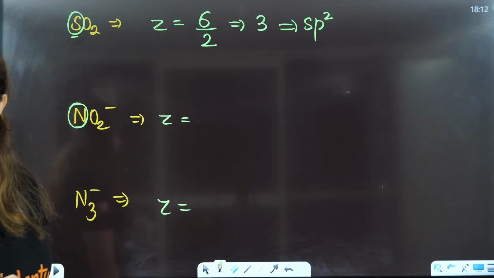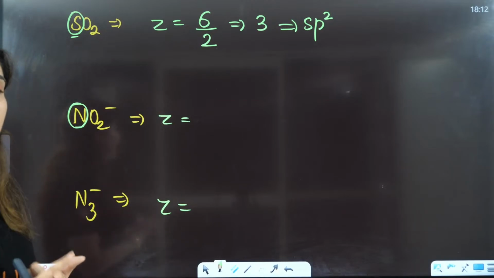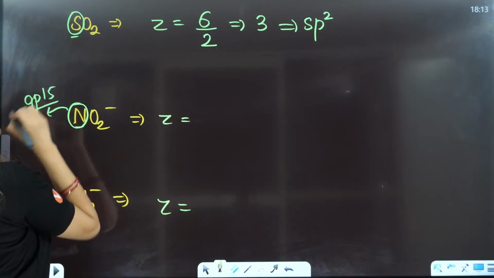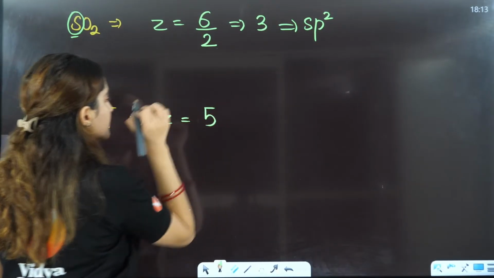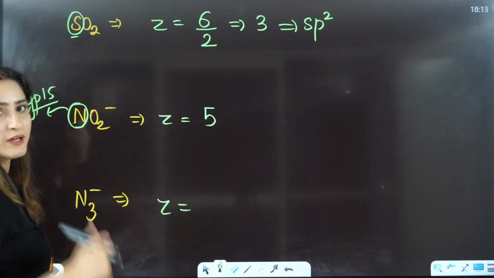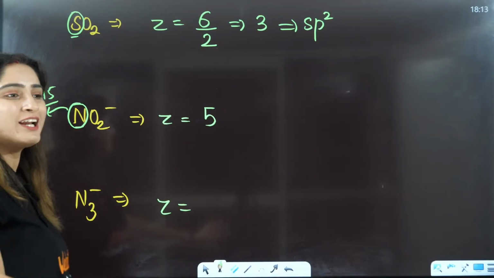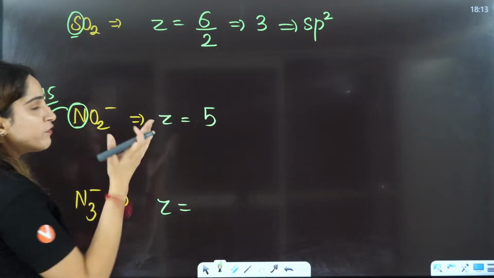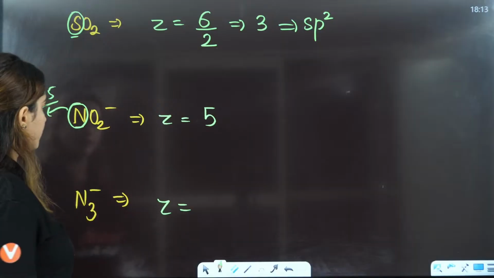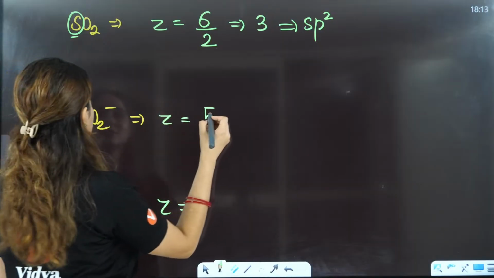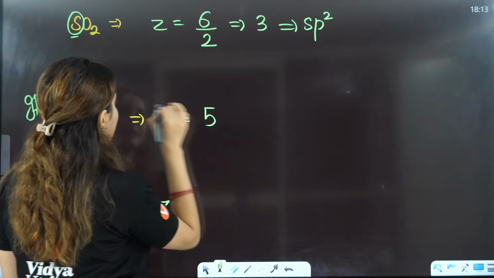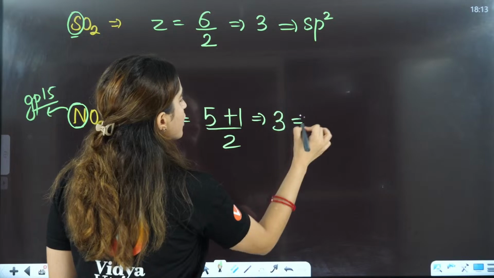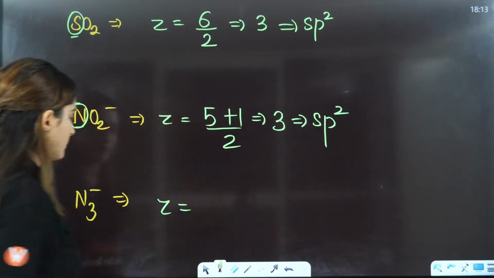Nitrogen is the center atom. It belongs to group 15, so it will have 5 valence electrons. No monovalent atom; monovalent means either hydrogen or halogens, and you don't have any monovalent atom here. So you will just add the negative charge, which is always added, divided by 2, and that is 3. So it is going to be sp2 hybridized.